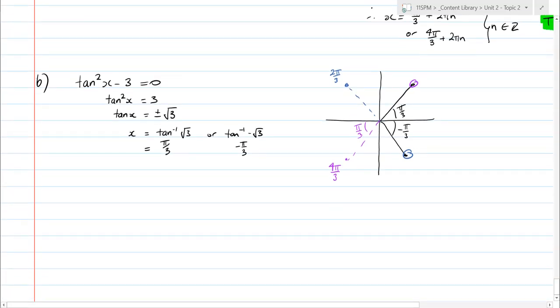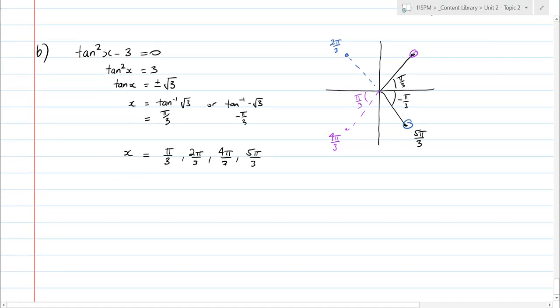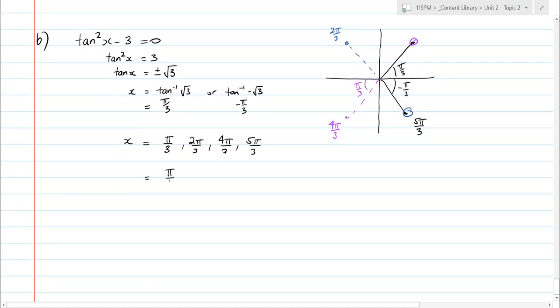And so my answers are x is equal to pi on 3 or 2 pi on 3 or 4 pi on 3 or 5 pi on 3, because this is negative pi on 3, or it's 5 pi on 3. And in a general form, I get pi on 3 plus 2 pi n, or 2 pi on 3 plus 2 pi n, 4 pi on 3 plus 2 pi n, or 5 pi on 3 plus 2 pi n, where n is an integer.